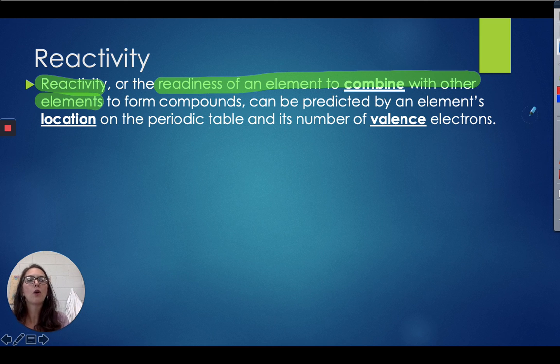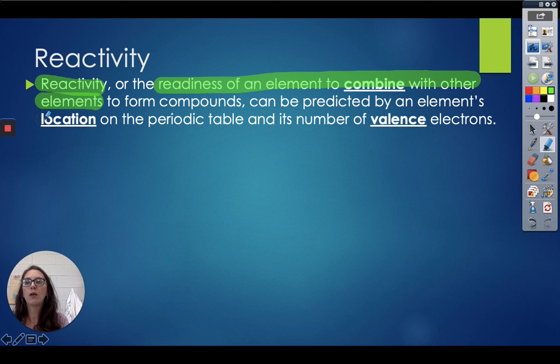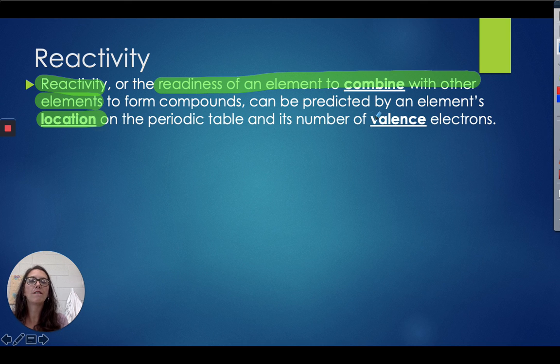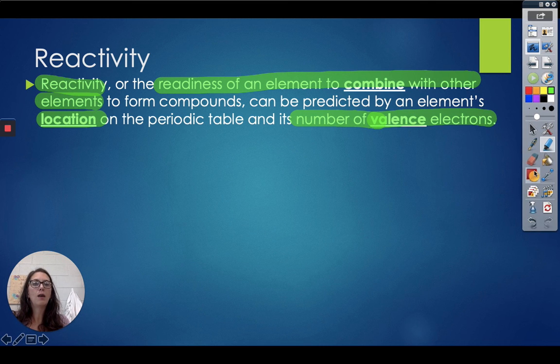All right, so let's go ahead and highlight location and number of valence electrons. Those are the two things that drive how reactive atoms of an element are.